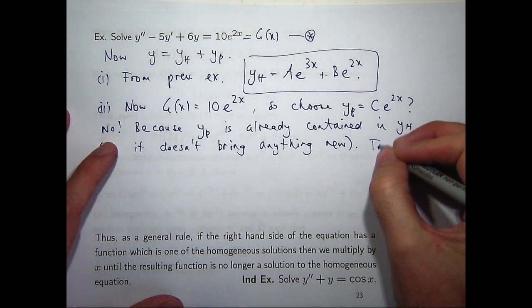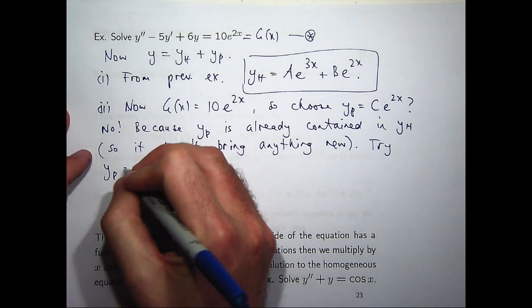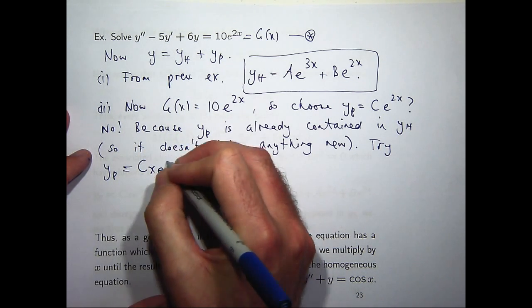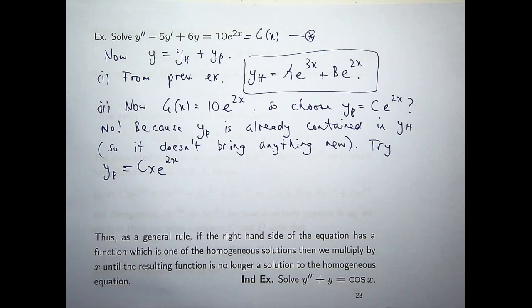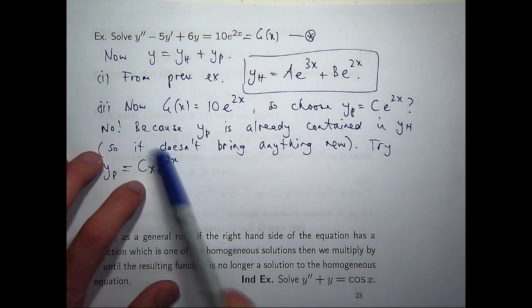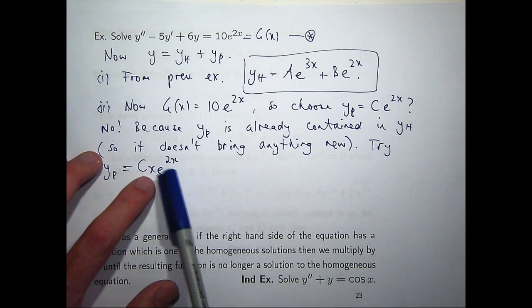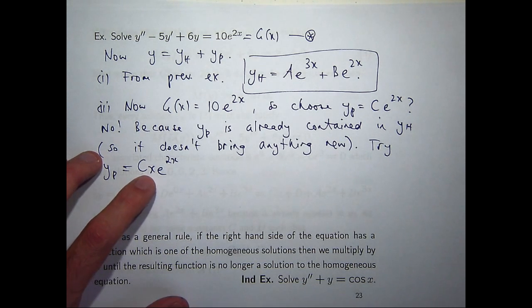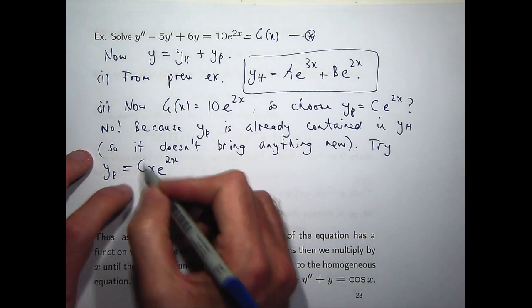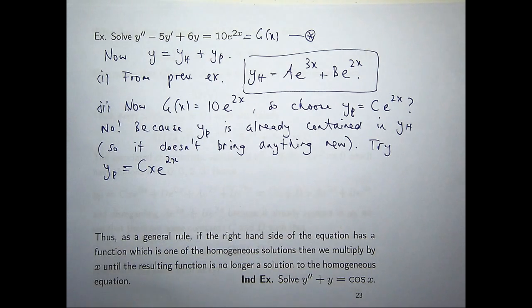So let's try the following. Y sub p equals c x e to the 2x. Now, is this contained anywhere in here? Well, no, it's not, because you've got this x multiplying through. Okay, so let's differentiate this once, differentiate this twice. You need the product rule.